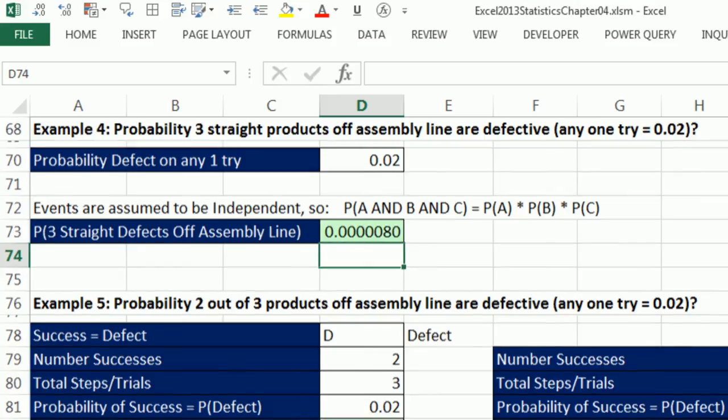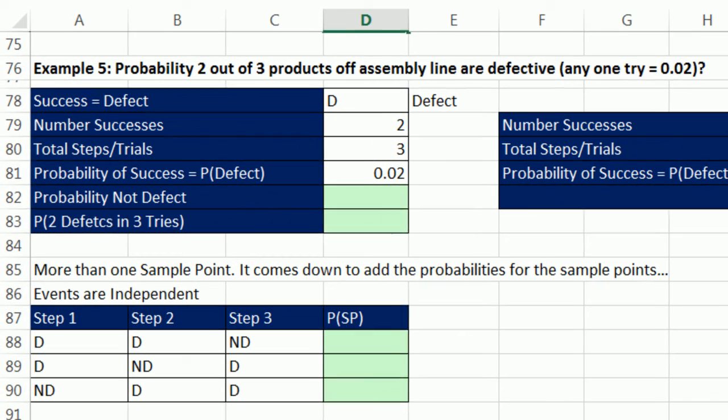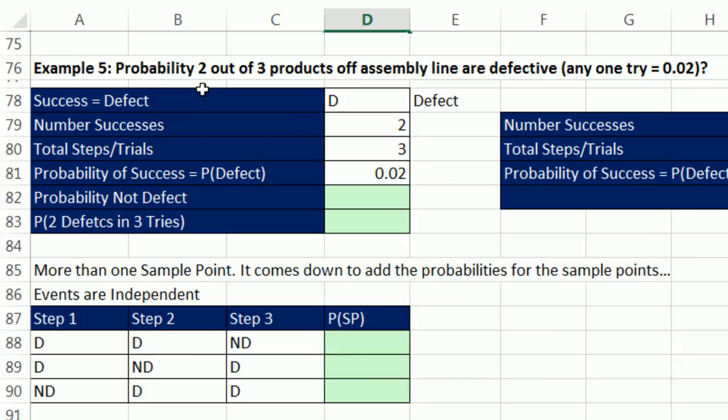Now let's ask a slightly different question. Not 3 defects all in a row, but the probability that 2 out of the 3 products off the assembly line are defective. We're going to have to deal with sample points. Here's our given probability. At any particular time, the probability of not being defective, remember, this isn't either or, it's one or the other, we simply use our complement rule. It equals 1 minus our 2%, and we get 0.98. So our goal is to calculate 2 defects in 3 tries. Let's come down to sample points: defect, defect, not; defect, not a defect, defect; not a defect, defect, defect.